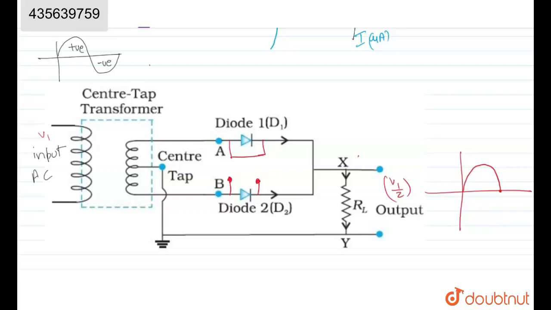Now in the second half, for this negative half, we will have this diode as short circuit and this as open circuit. So we will again have V1 by 2 at the output. So this gives us a rectified wave. Thank you.